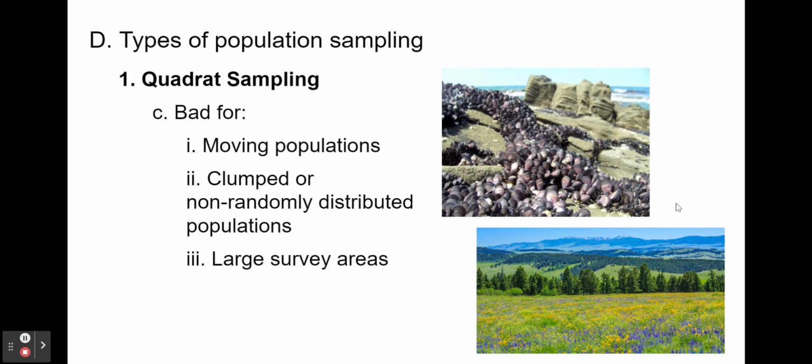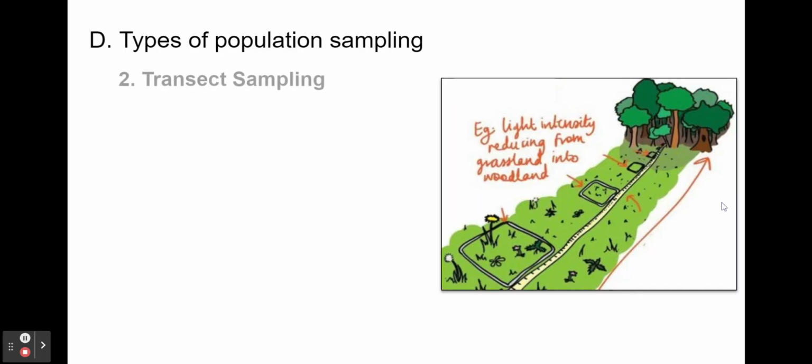And finally, it's bad for large survey areas. When I say large, I mean the entire state of Wyoming. You need to be able to physically go there and see the whole survey area in order to use quadrat sampling for it. Here's our second type of sampling, transect sampling.